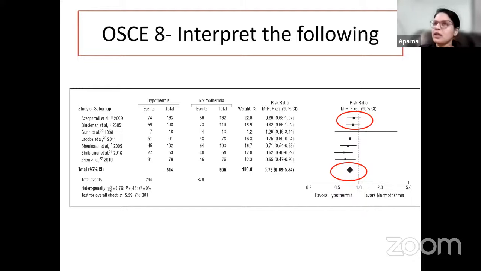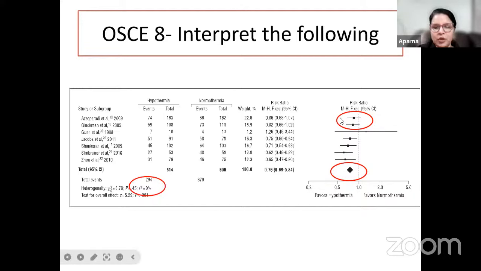And how much reduction it can achieve is represented by the exact point estimate. Here the point estimate of the pooled RR is 0.76. An RR or relative risk of 0.76 means that there is a 24% reduction in the occurrence of the outcome with the intervention versus without the intervention. And this relative risk can vary between 0.69 to 0.84. So again, the reduction in the outcome can vary between 16% to 31%.